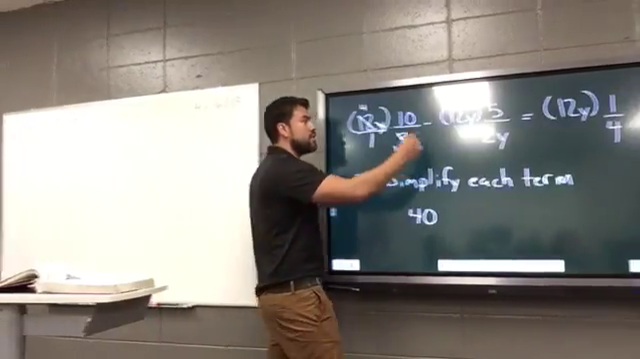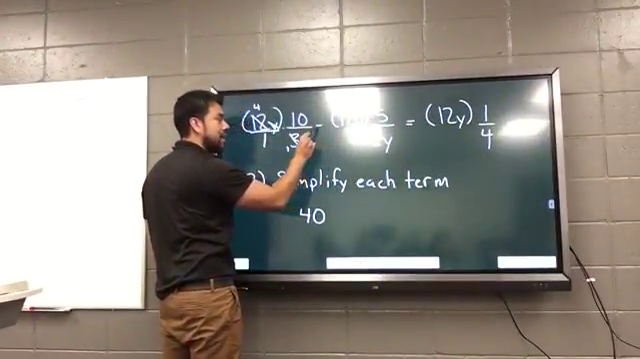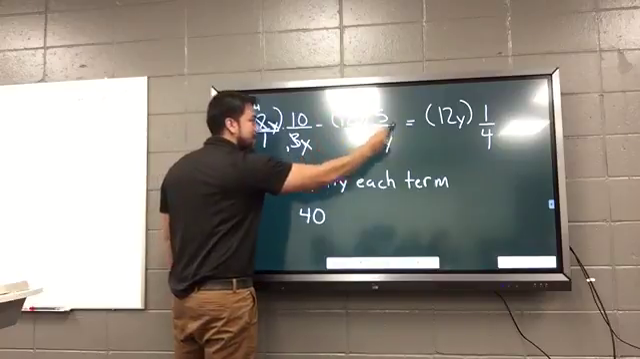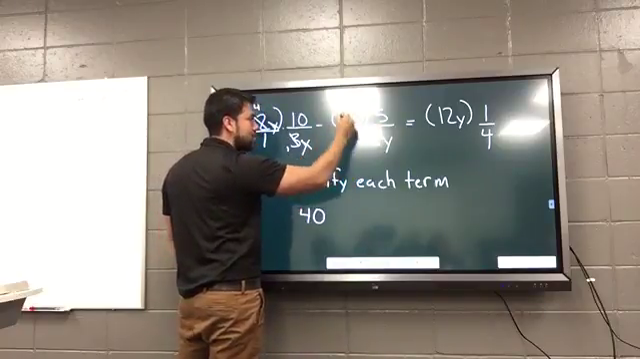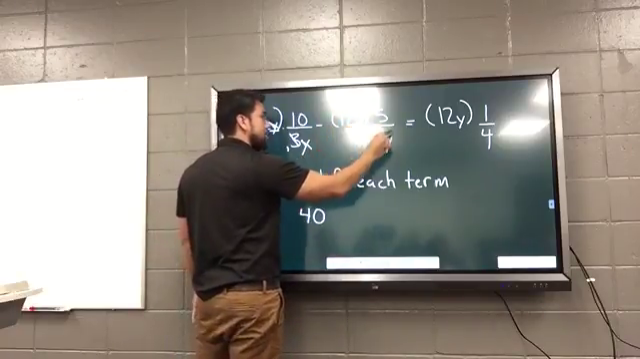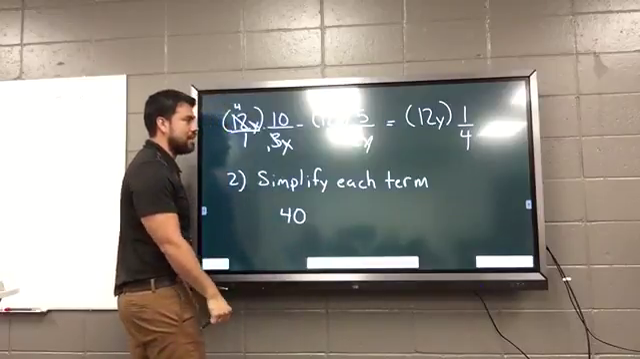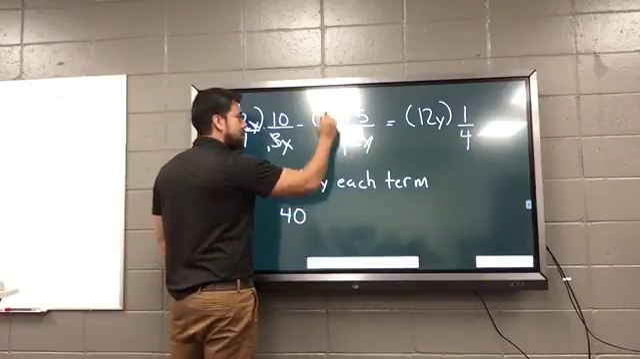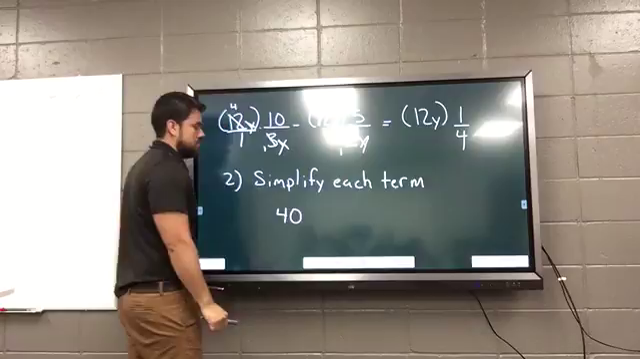Okay, let's look at the second term. Notice the negative sign. My answer is going to be negative, but go ahead and cancel anything that can be canceled. The y's can cancel. Anything else? The 2 and the 12.